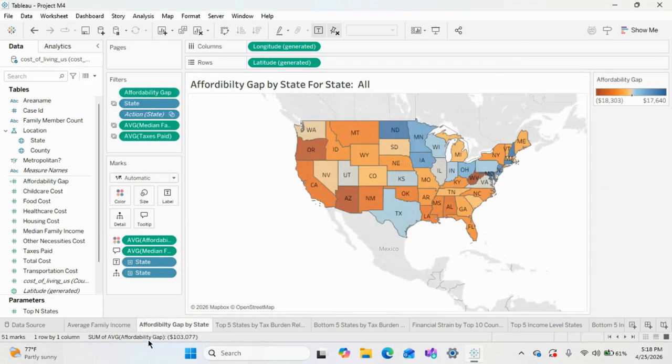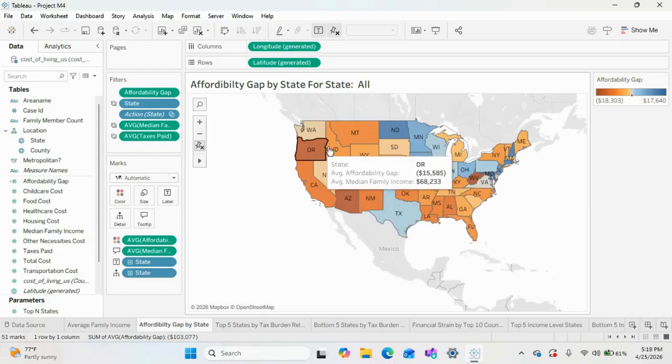And then we can go to my next sheet, which is the affordability gap by state. You can tell this is a range and has various colors to it. For this example, the affordability gap means the money left over after paying basic living costs, in which we see Texas is blue and then we have these red around.